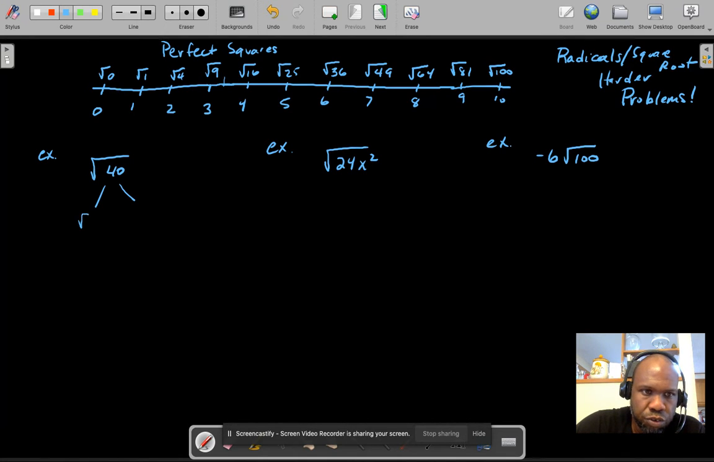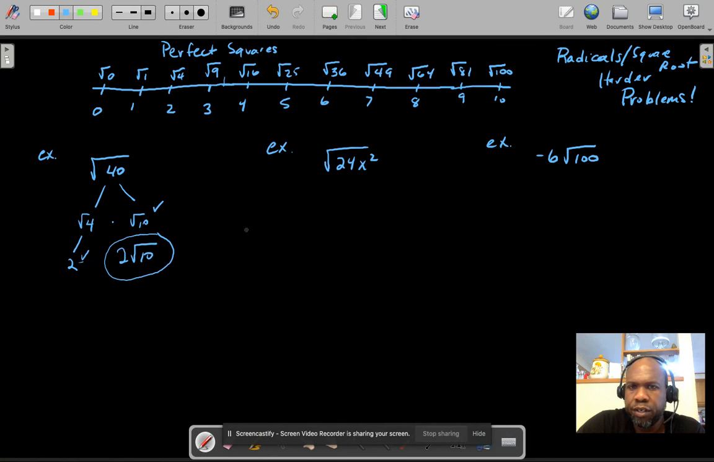Now looking at this all the way down, 36, 25, 16, 9, 4 is the only one we can use. So we use the square root of 4 times the square root of 10. Now the square root of 4 breaks down to 2. The square root of 10 breaks out to the square root of 2 times 5, but unfortunately that doesn't help us break it down. So we're going to leave it the way it is. Our final answer is 2 times the square root of 10, and that's the simplified version.